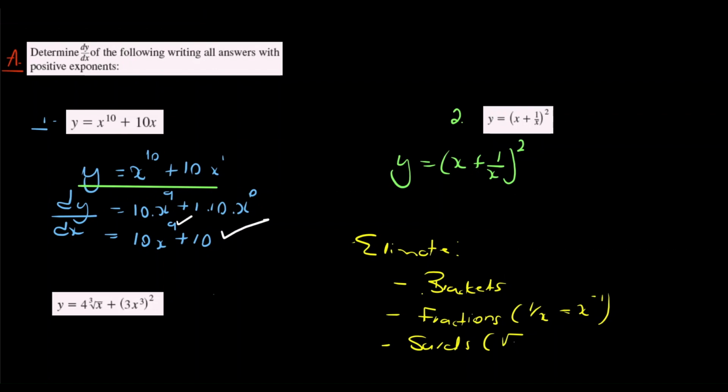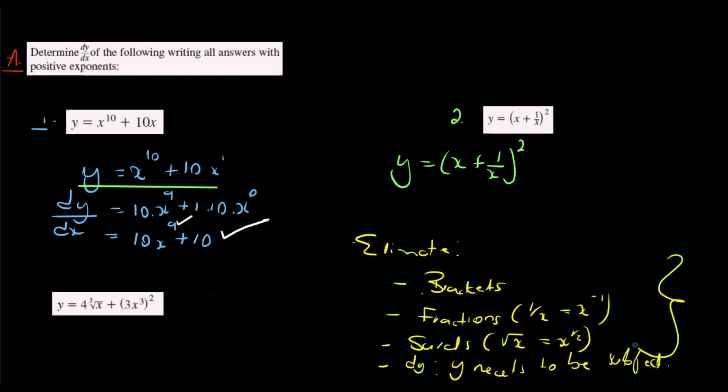Surds, for example, the square root of x has to be written as x to the power of half. And finally, if you're deriving in terms of y, dy, y needs to be the subject of the formula. So really, these are like the checklists or guiding principles when you're dealing with rules of differentiation.